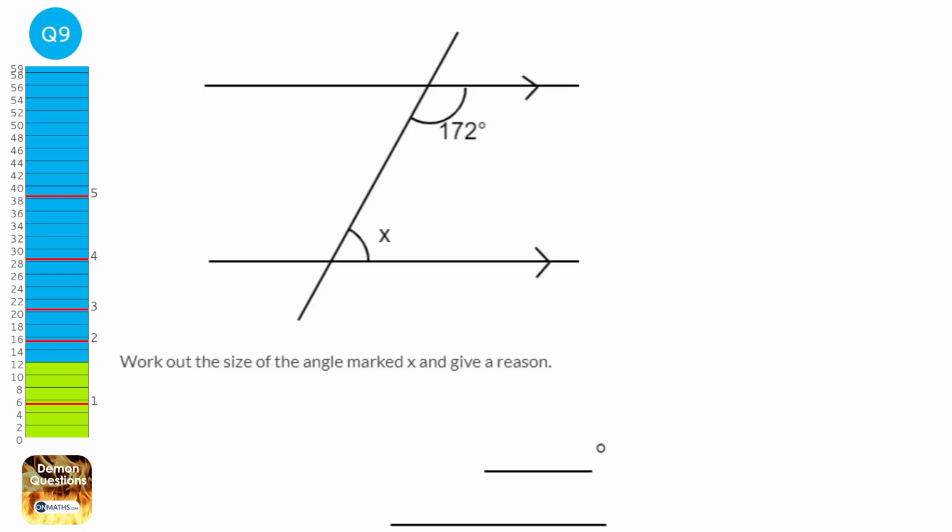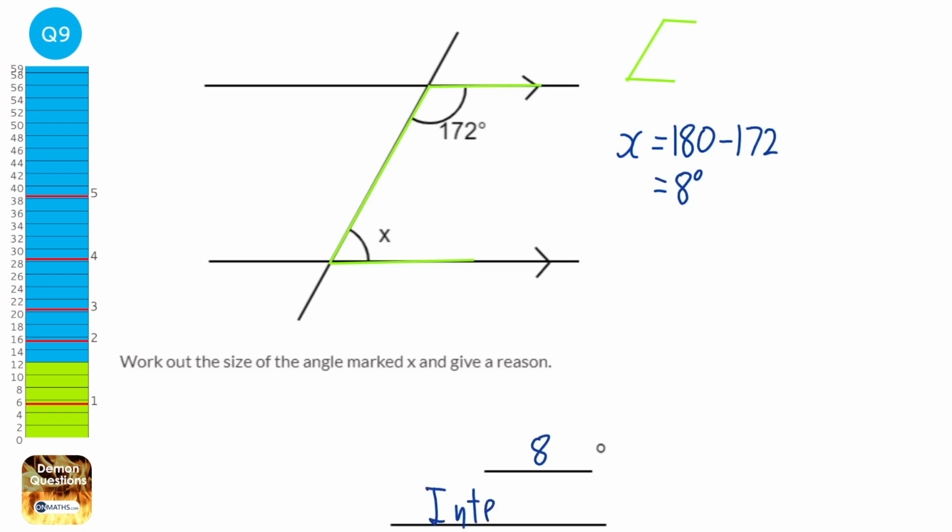Here we're given angles on a parallel line, and the first thing we do is find out what letter they follow. And so I just connect the parallel lines with the angles, and it makes a little C. So if you look, it makes a little C, and C are interior angles. Now interior angles are a bit weird because they add up to 180. So to find x, what we need to do is take 172 away from 180, which will obviously be 8 degrees. And so it's going to be 8 degrees, and the reason is interior angles.